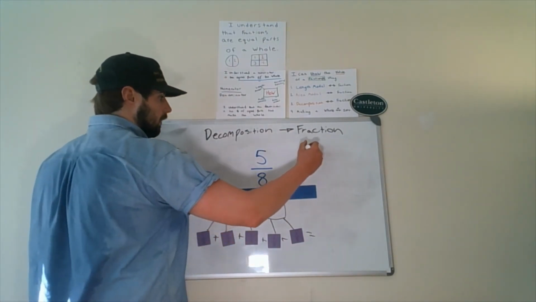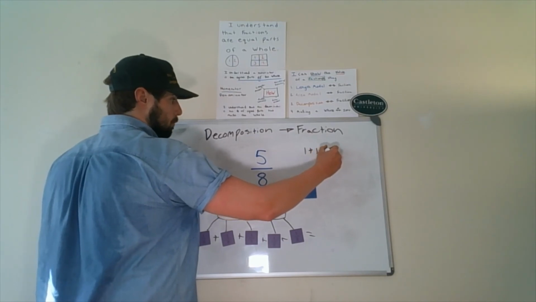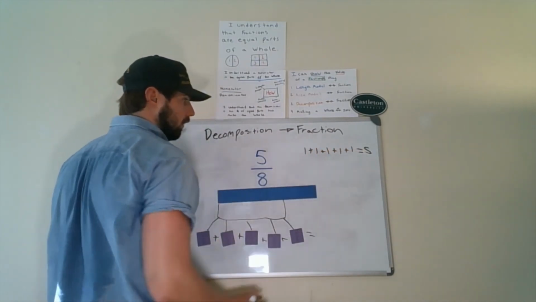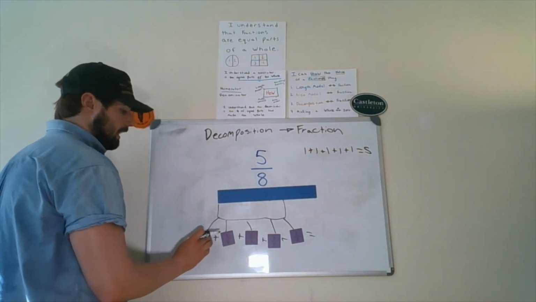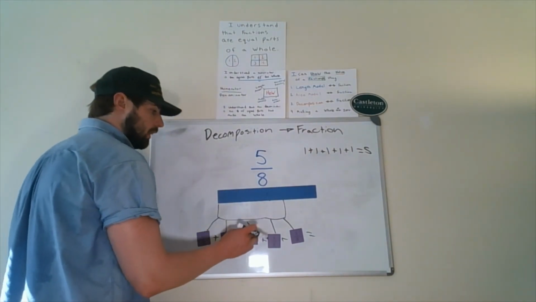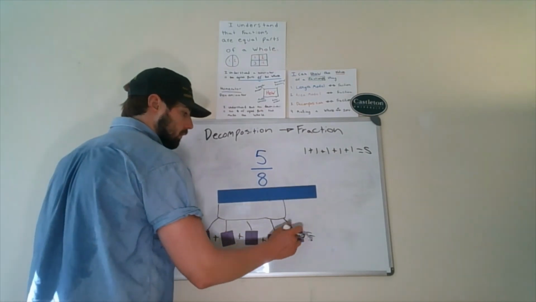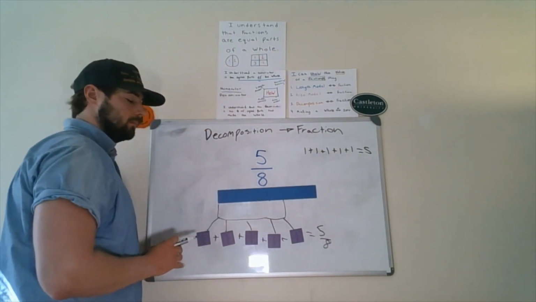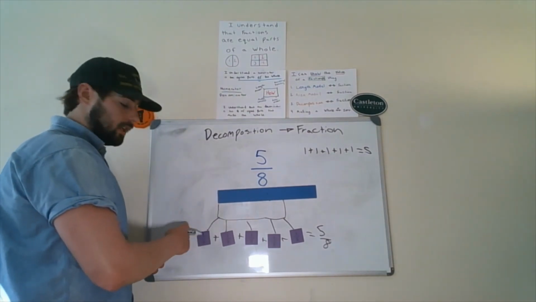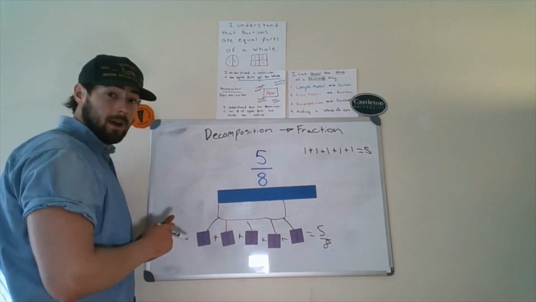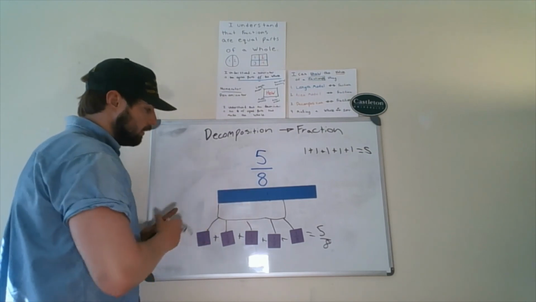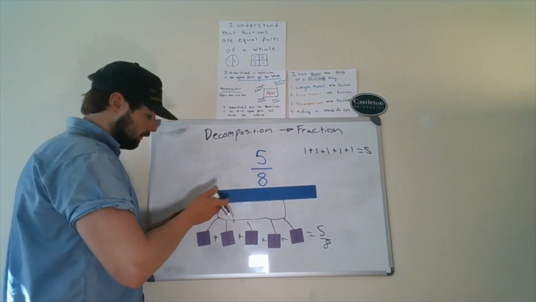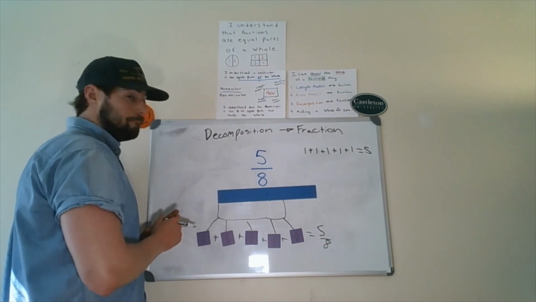Just like 1 plus 1 plus 1 plus 1 plus 1 equals 5 wholes, 1/8 plus 1/8 plus 1/8 plus 1/8 plus 1/8 equals 5/8. 5/8 decomposed with numbers, and for your visual Padawans, the magnets.